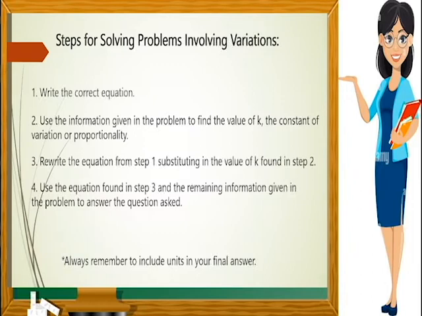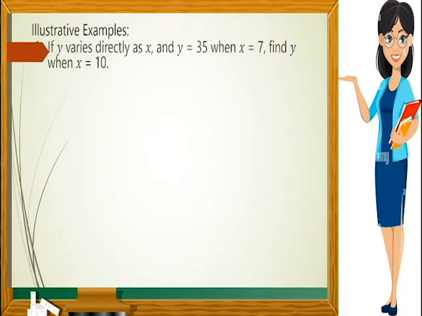Okay, so let us apply these steps for example number 1. If y varies directly as x and y is equal to 35 when x is equal to 7, find y when x is equal to 10. Analyze while reading the problem to identify the given. Make a representation for what is asked in the problem. Determine what equation to be used among the four kinds of problem of variation.